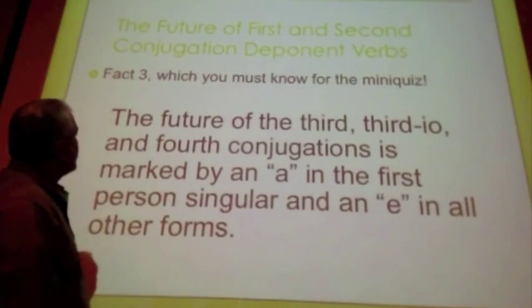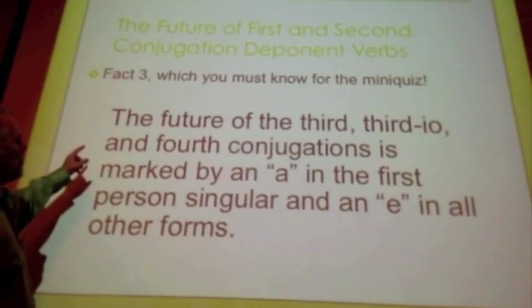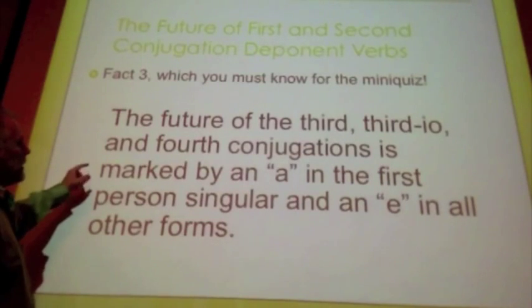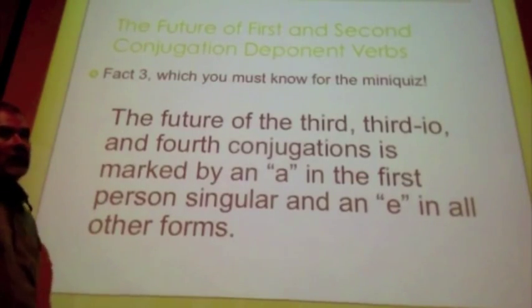So, here's fact 3, which you must know for the mini quiz. The future of the third, third io, and fourth conjugations is marked by an a in the first person singular and an e in all other forms.